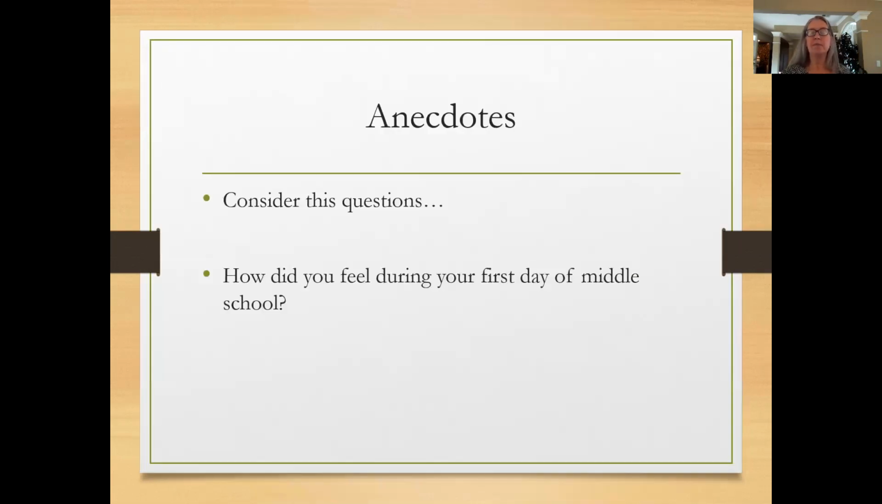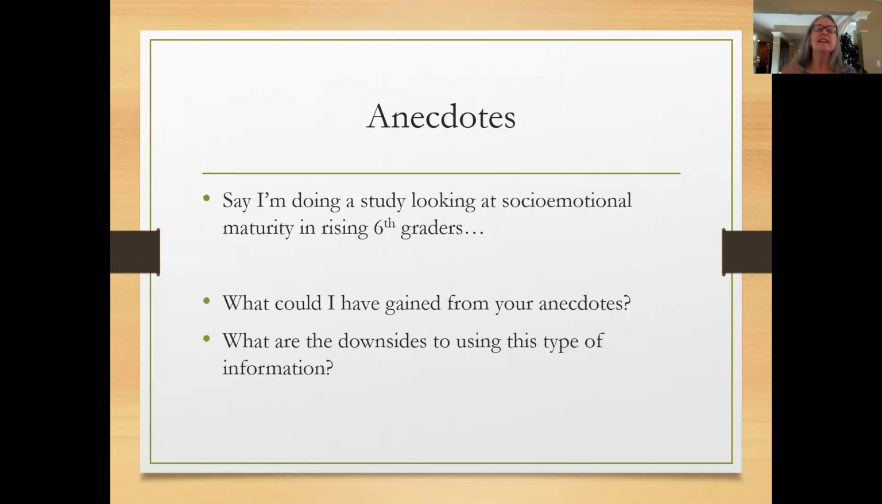Here's an example of how, I think, you'll really see how anecdotal information has a lot of drawbacks. If I ask you, how did you feel during your first day of middle school? So think back. For you, it might not be that long ago. For me, it's a long time ago. First day of middle school. Now, let's say I'm doing a study looking at socio-emotional maturity in rising sixth graders. In other words, kids that are about to enter middle school.